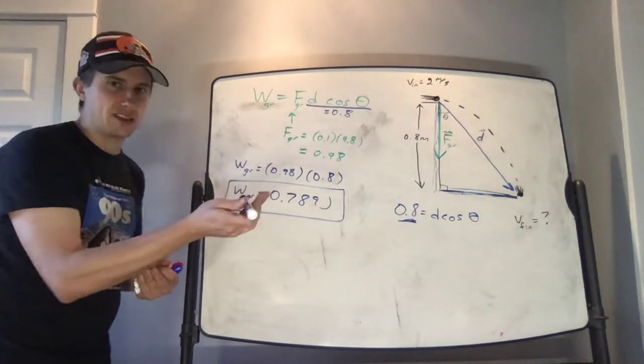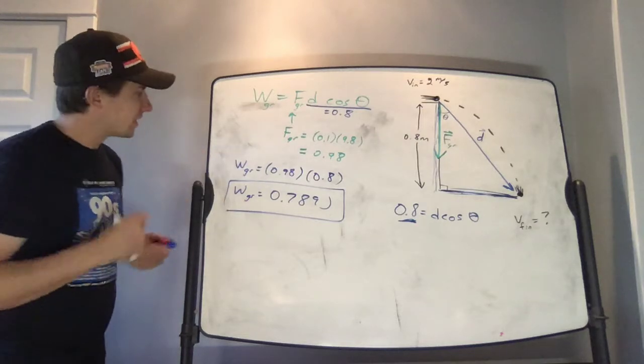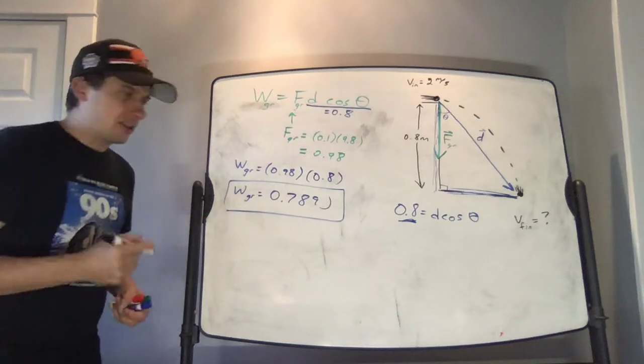In the next part of this problem, we are asked how fast the ball is traveling when it is about to hit the ground. Basically, what is the speed when it hits the ground? What is this V final? To determine V final, I am going to use the work kinetic energy theorem.